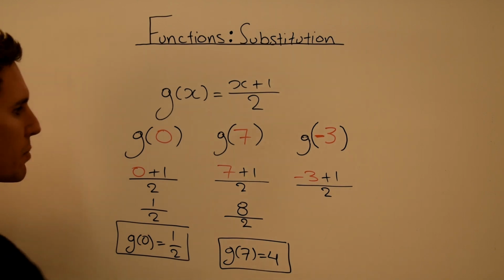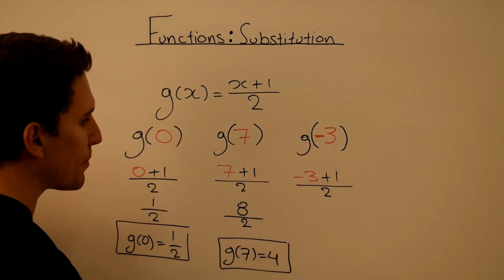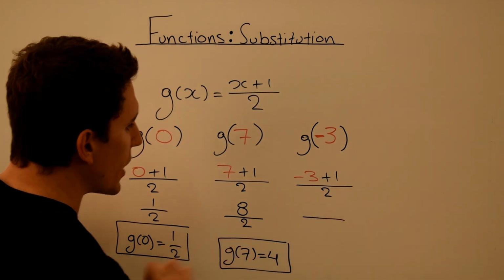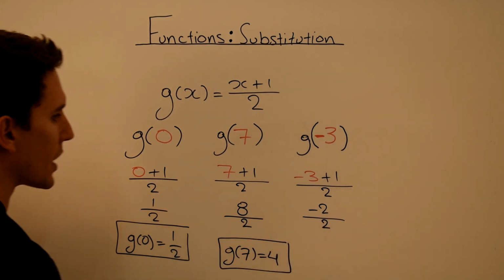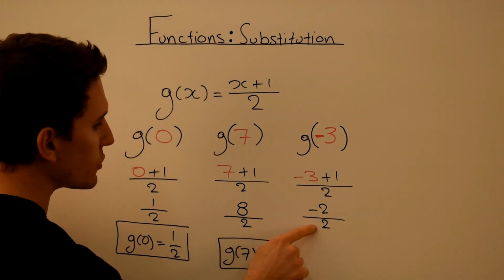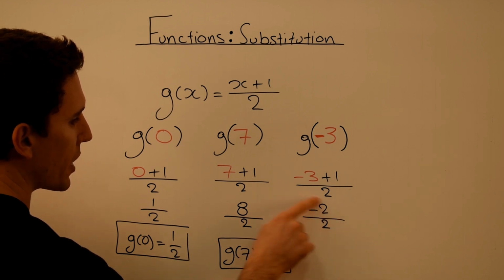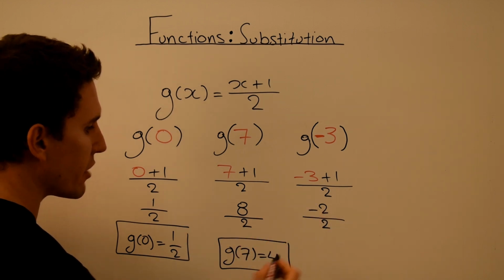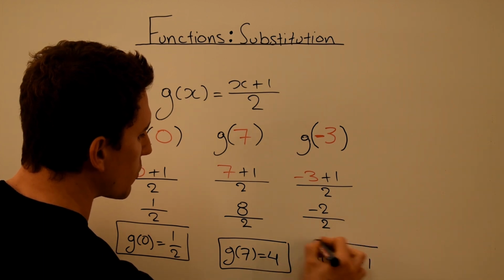Now let's go ahead and simplify this expression right here. Now minus 3 plus 1 is simply equal to minus 2. Therefore what we get here is minus 2 over 2. Now notice minus 2 over 2 means minus 2 divided by 2. Therefore this becomes minus 1. So our final answer here is that g of minus 3 is equal to minus 1.